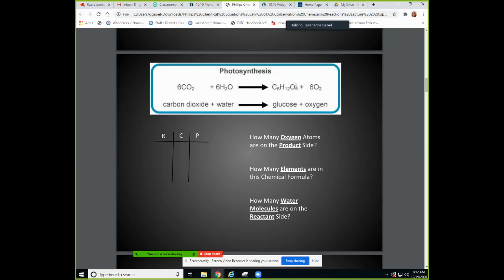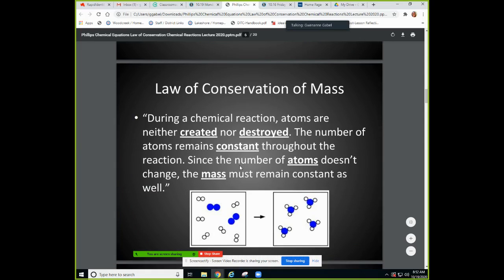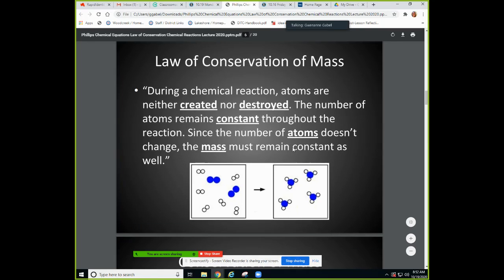So this is a balanced equation. This equation follows the law of conservation of mass. The amount of atoms on my reactant side, the amount of atoms I started with, is equal to the number of atoms that I ended with. Okay? And that's really what we're going to be practicing with chemical equations, is we're going to demonstrate the law of conservation of mass, that it cannot be created or destroyed.